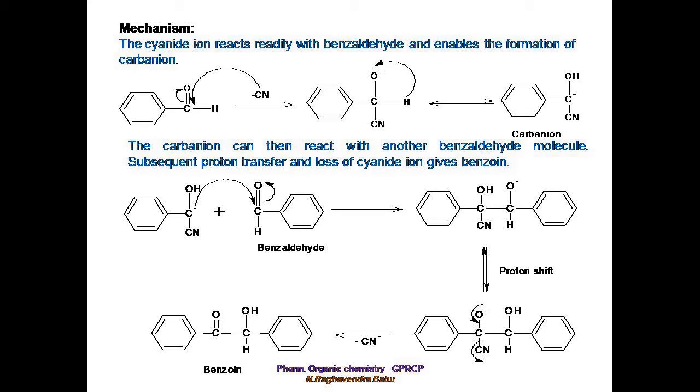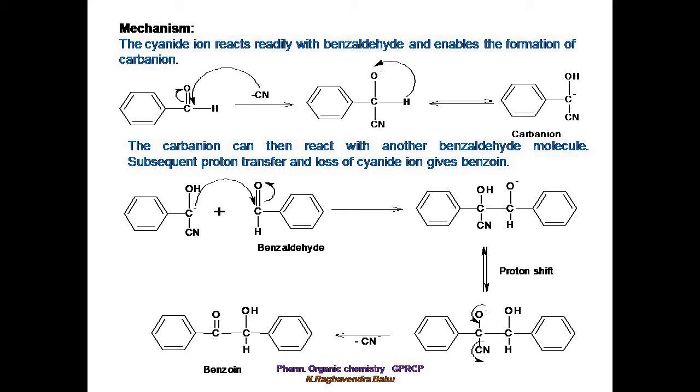Whenever it reacts with the carbonyl carbon of the benzaldehyde, it forms an intermediate where the hydrogen is abstracted towards the oxygen to form a carbanion. The next step is the carbanion reacts with another mole of benzaldehyde. Remember, we have used 2 moles of benzaldehyde in the mechanism. The first step used only 1 mole of benzaldehyde, and in the second step we are using another mole of benzaldehyde.